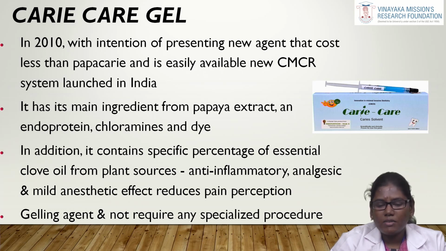In addition, it contains a specific percentage of essential clove oil from plant sources, which exerts an anti-inflammatory, analgesic, mild anesthetic effect that reduces the pain perception of conventional rotary preparations. Since it is also a gel-based chemomechanical agent, it does not require any specialized procedure, and it produces ease of application and ease of manipulation onto the carious dentinal surface, which reduces the risk of spillage.